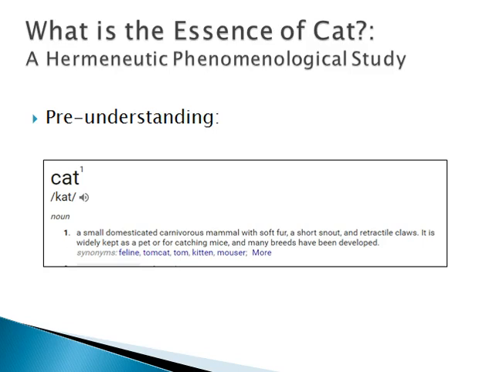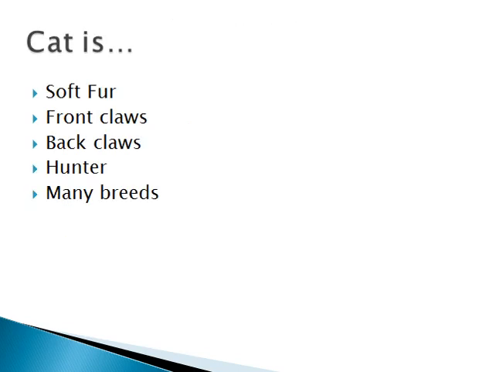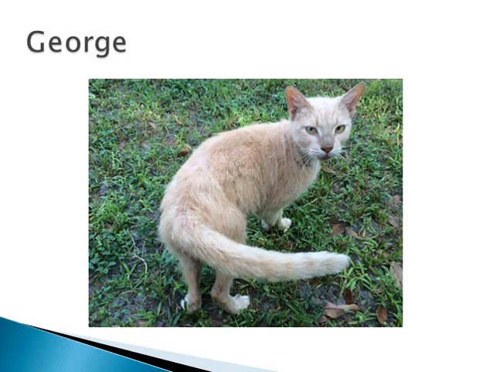Okay, so from this pre-understanding, we know they have soft fur, front and back claws. It's a hunter, and then there are many breeds. And now let's look at our participants. So we have, again, our same set of participants. And we are going to look at George again.